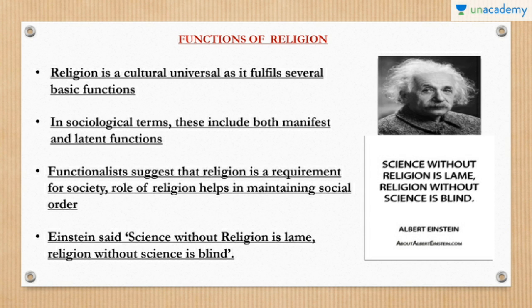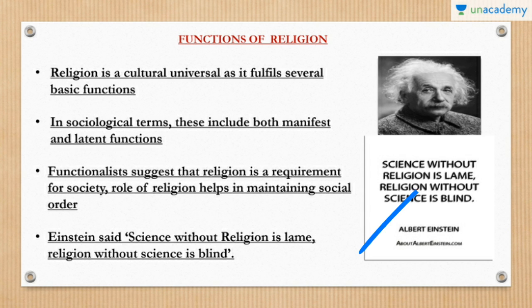Religion as a social institution is important both for the individual and the society because it binds the society together. As a social institution, it has one of the most important functions. It fulfills the basic functions. But when we talk from the sociological point of view, it includes both manifest and the latent functions also.